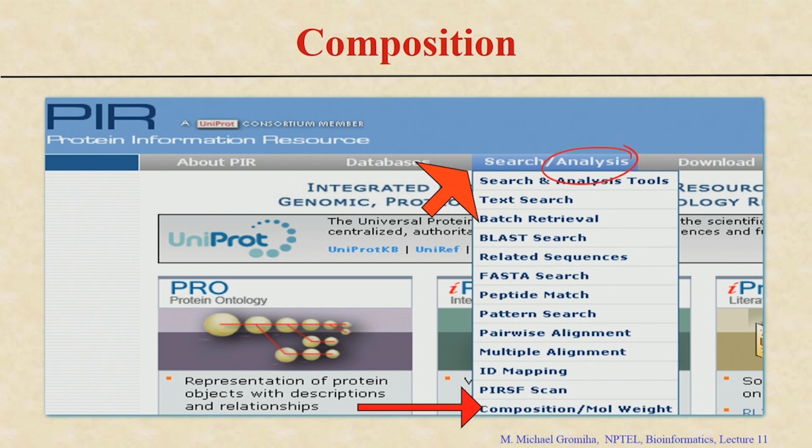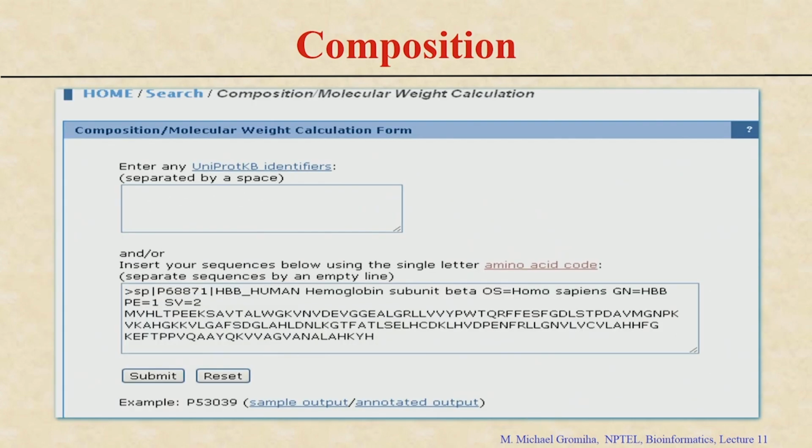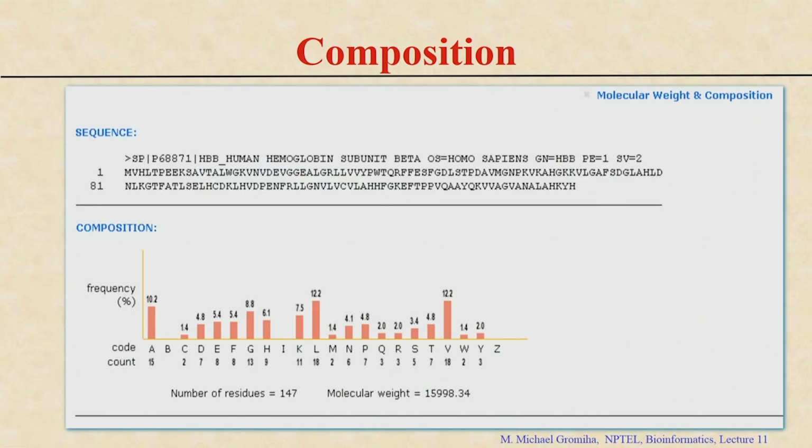If you see a list of tools available, here you can see the tool which can calculate the composition. So, click on this composition and you get this window, either you give the UniProt identifier or you can give your sequence. If you give your amino acid sequence, you insert your amino acids in the single letter code. Then if you click on submit, you will get the sequence, this is your input, and here is your sequence occurrence as well as the composition.